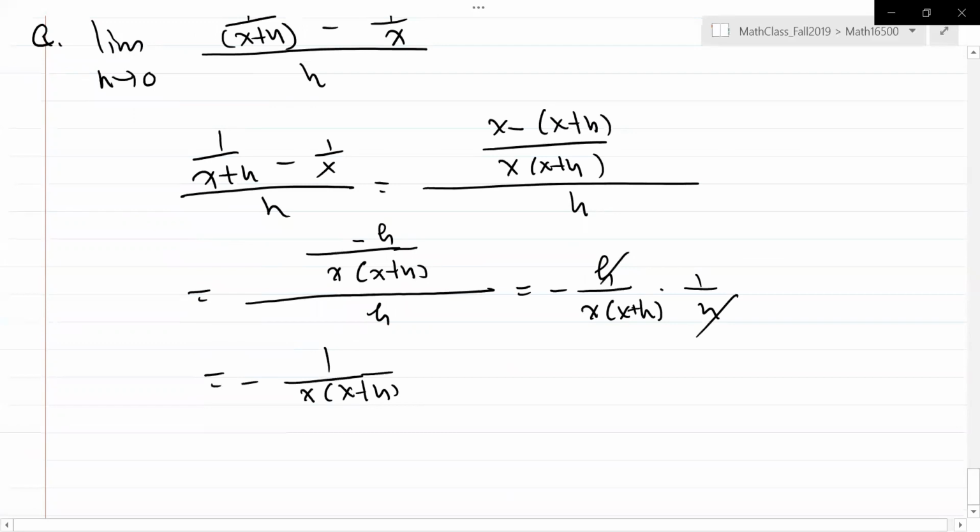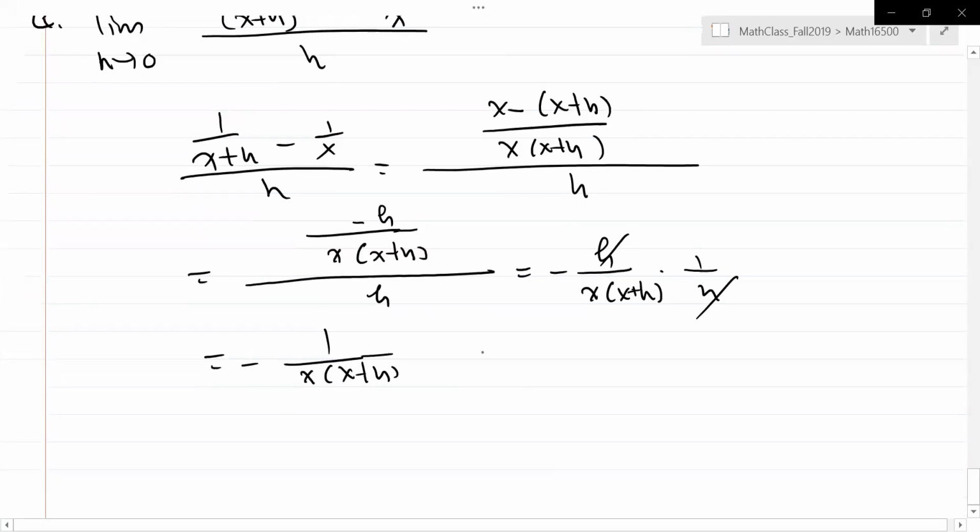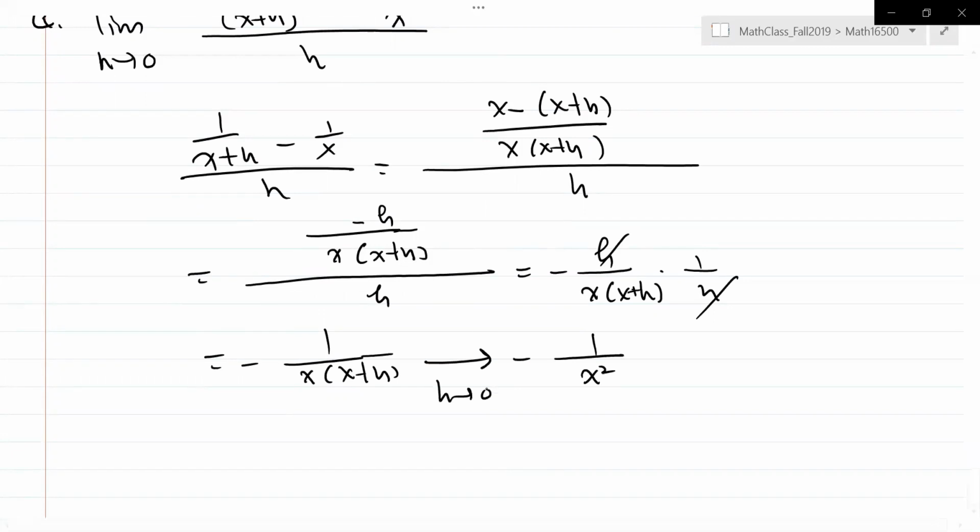Okay, so now the simplified version is really simple. It's going to be negative 1 over x times (x plus h). So when h approaches 0, you get negative 1 over x squared. Now clearly at the very beginning we should know that x is not going to be 0, otherwise 1 over x is already not defined. Okay, so you get the limit negative 1 over x squared.